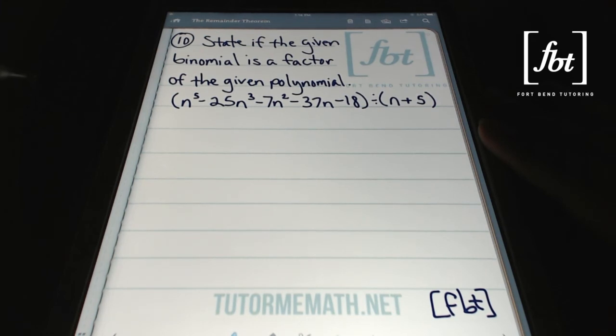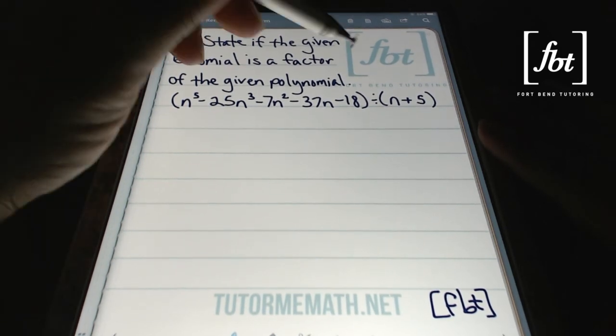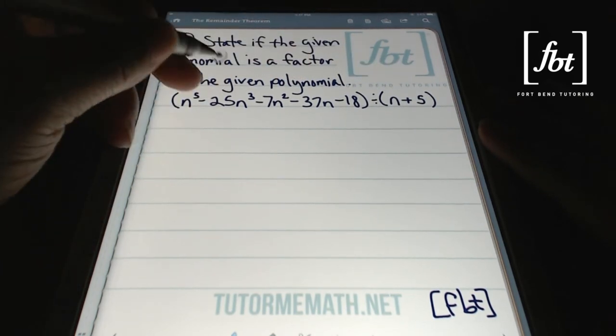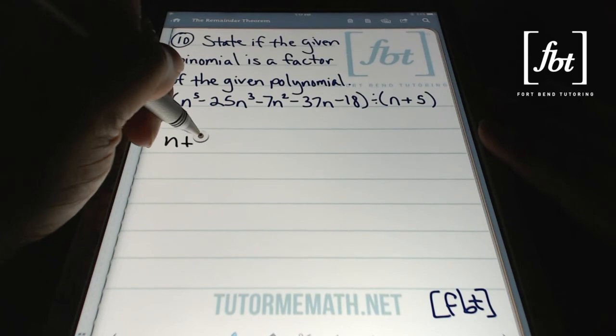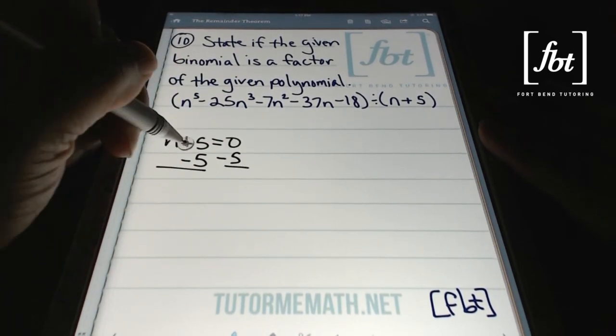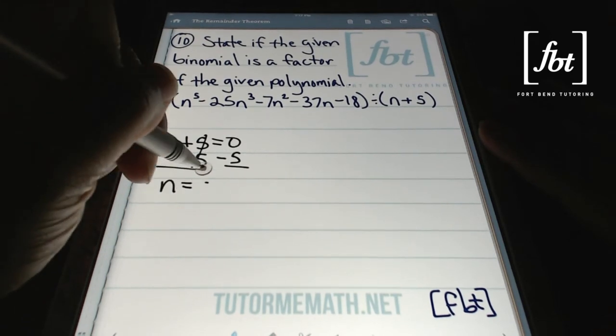All right, so here on our last problem, we are stating if the given binomial is a factor of the given polynomial. What we want to do is first find out what our C value is. How do we go about doing that? Well, you'll take the divisor, set it equal to 0, and solve for n. So we'll have n plus 5 equal to 0. Solve for n by subtracting 5 from both sides of the equal sign. You'll have n equals negative 5.